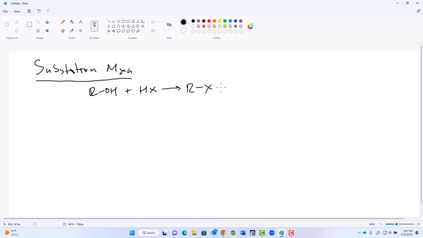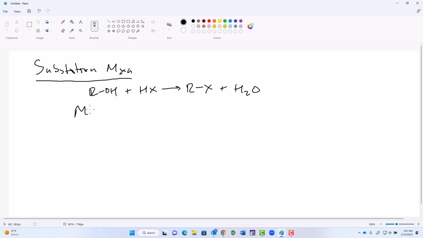In this video, we're going to begin our discussion of the reaction previously mentioned, and we're going to discuss the mechanism of substitution reactions, and mechanism we abbreviate as MXN. This is going to be the first part of this two-part video that is going to be discussing the reaction of ROH plus HX goes to RX plus H2O. So this is the reaction we're going to be examining in the next two videos.